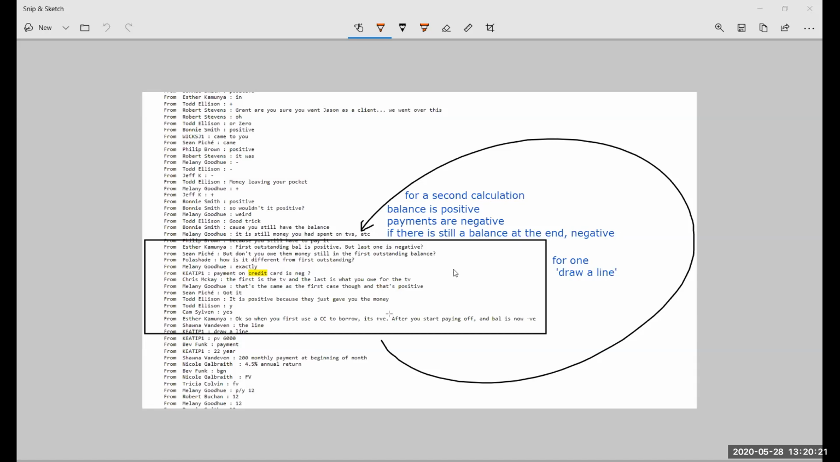I guess I didn't understand if that's how you interpret Esther's question. You and I interpreted it differently, and it's obviously Esther's question. So after you start paying it off, the balance is negative. That's the future value in the calculation. That's what I assumed that she meant. We hadn't gotten to two-stage calculations yet, right? So this is the negative in the future value spot.